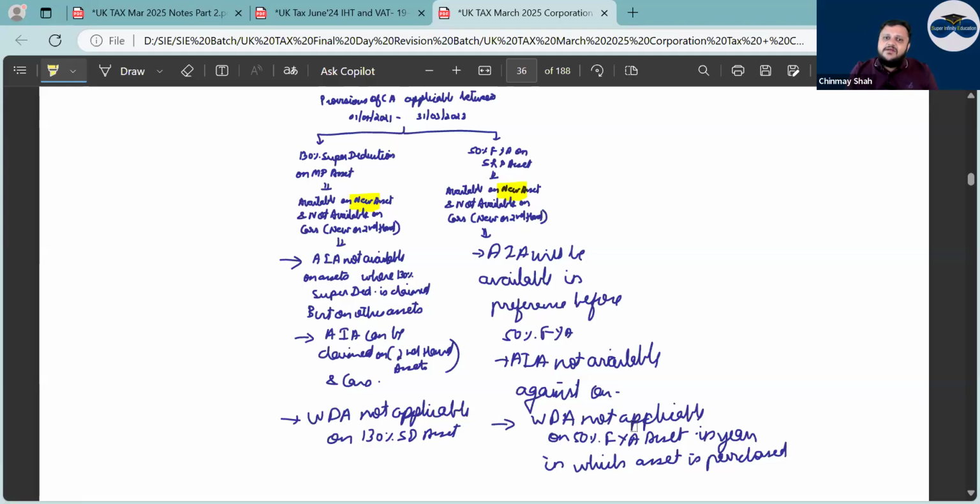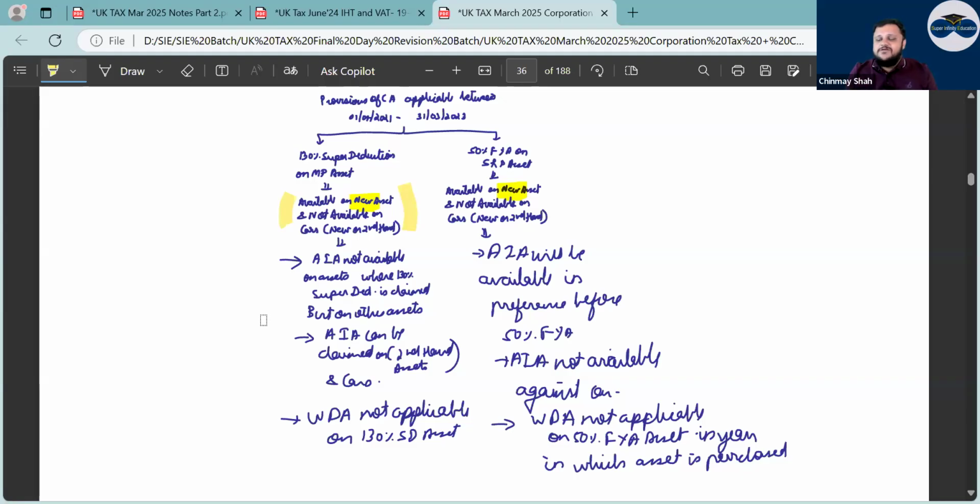That any asset that you buy, correct? If it is a main pool asset, right? Leave that AIA aside. You will get 130% super deduction on main pool assets, correct? Available on new assets, correct?